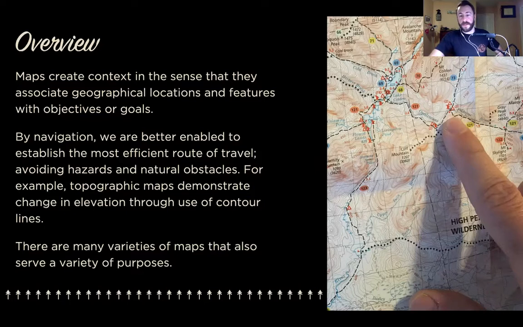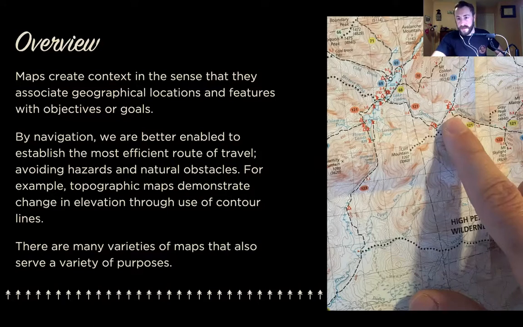So for example, on this screen, we are looking at a topographical map that demonstrates changes in elevation, and it's the most common type of hiking map. That's probably what you're going to see 9 times out of 10 when you go into an outdoor outfitter and pick up a trail map. So that's what we're going to be familiarizing ourselves with tonight.